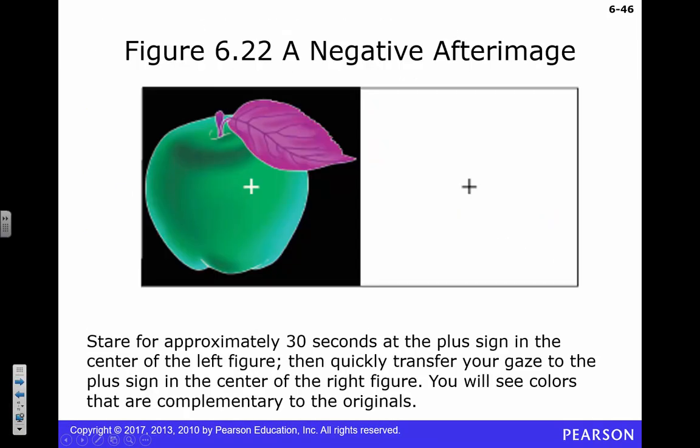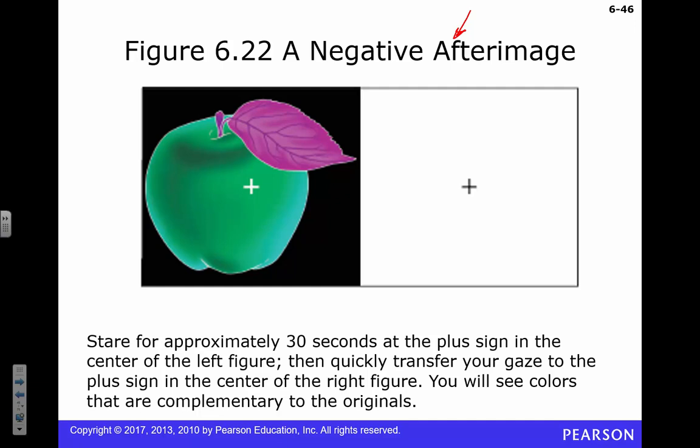Oh, we should think about after images. This is kind of fun. Anybody familiar with after images? So what you can do is stare at the white plus sign there in the middle of that apple, probably for about an hour. Really you can stare there for 30 or 40 seconds. So if you want to do that, you can stare at that apple for a while.